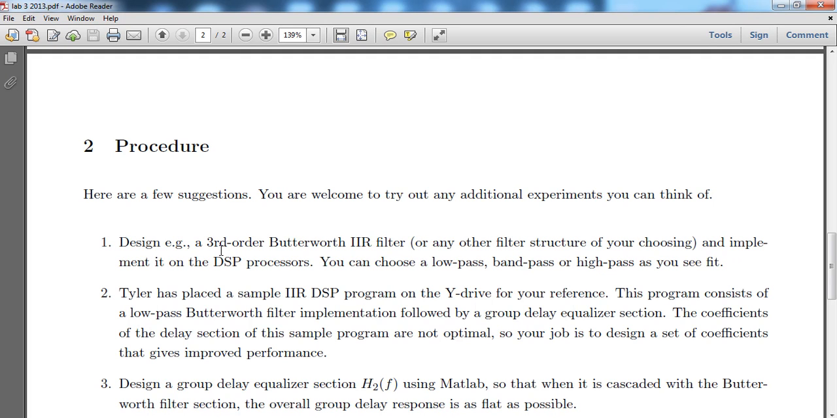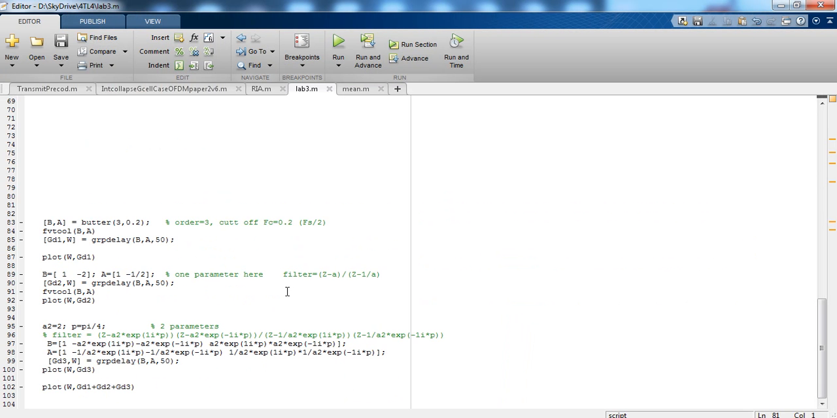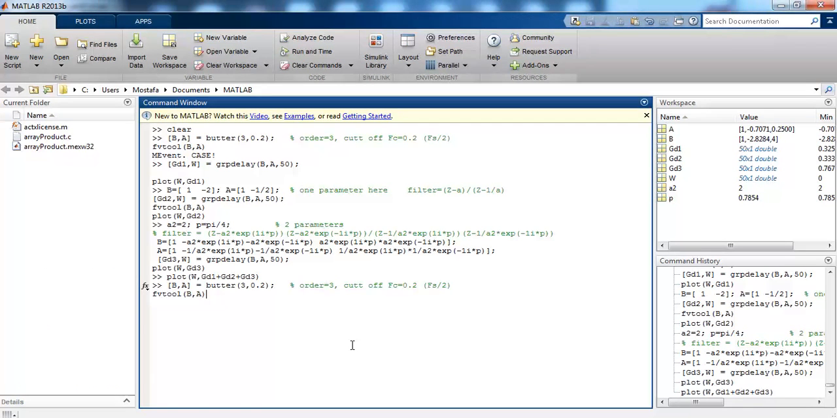The first point, design a third order Butterworth IIR filter or any other filter structure. So I'll start the same way. So that's a Butterworth filter. This is third order. This is a low pass filter, cutoff normalized frequency 0.2, and let's use FVTool to see it.